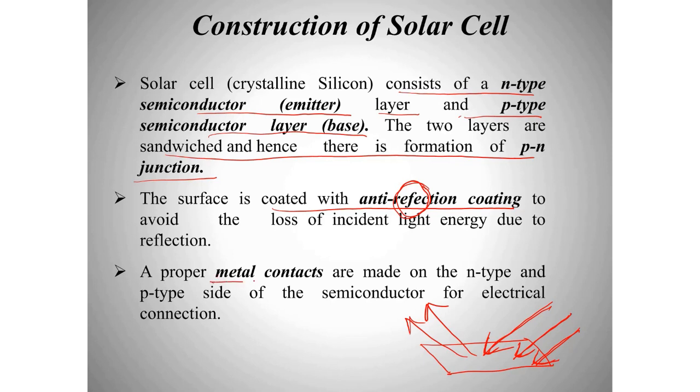Now, proper metal contacts are made on the n-type and p-type side of the semiconductor for electrical connection.